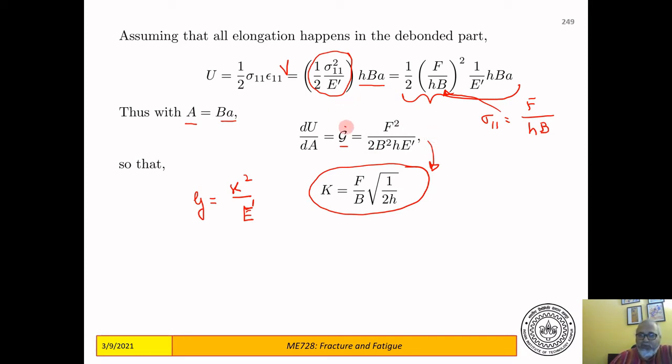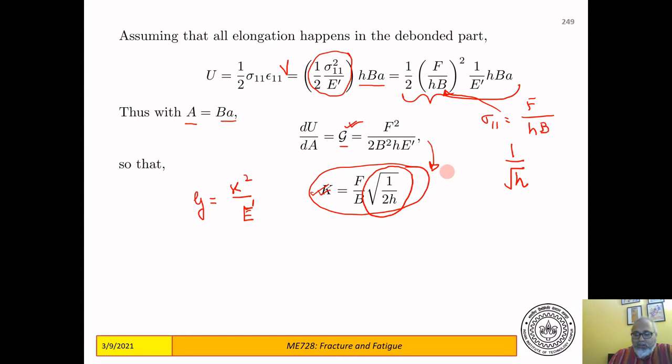The G is real, of course, the G is correct, but from G, when we back out the K, we only get to the fact that the K will go as 1 by square root of h. The K will grow as 1 by square root of h. So you will have a higher and higher stress intensity factor at the tip as the thickness of the film decreases. But beyond that, this is not a mode 1 K.